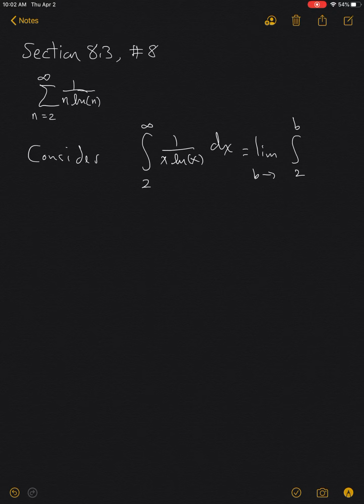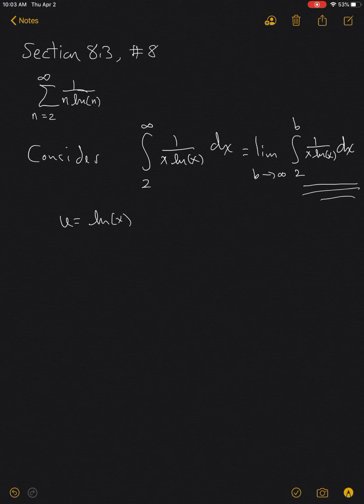So recall our improper integrals are limits. So the limit as b goes to infinity of the integral from 2 to b. And so we need to compute this integral and then study the limit as the value b goes to infinity. This is an integral we can tackle with a substitution. So if we let u equal the natural log of x, and du will be 1 over x dx.